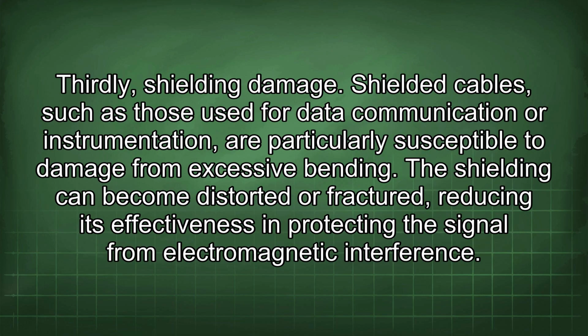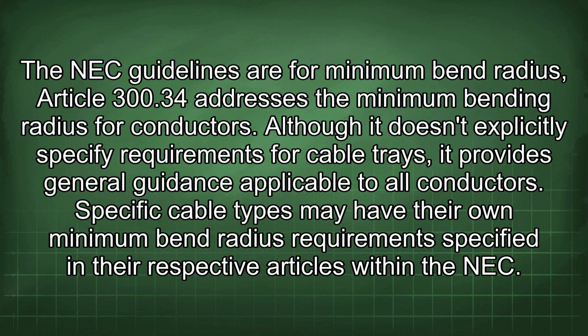Thirdly, shielding damage. Shielded cables, such as those used for data communication or instrumentation, are particularly susceptible to damage from excessive bending. The shielding can become distorted or fractured, reducing its effectiveness in protecting the signal from electromagnetic interference. The NEC guidelines are for minimum bend radius. Article 300.34 addresses the minimum bending radius for conductors.